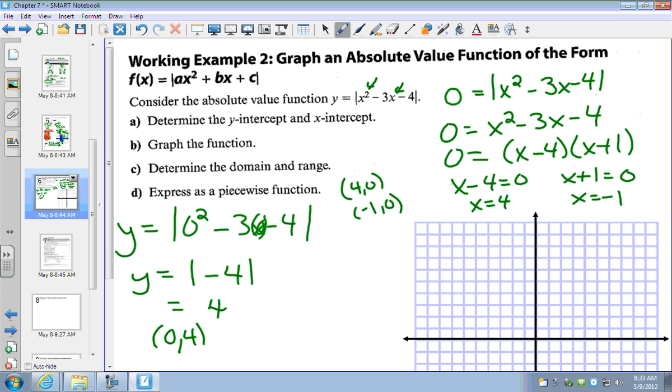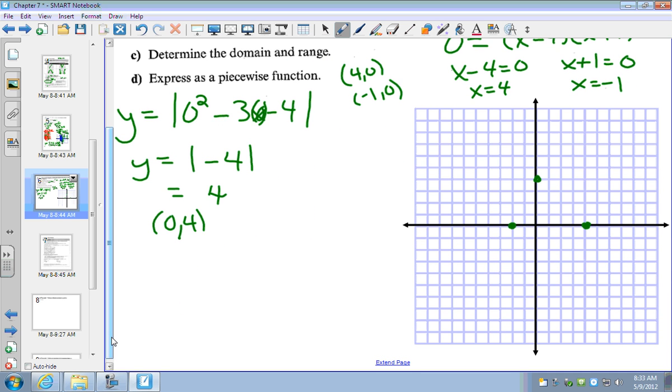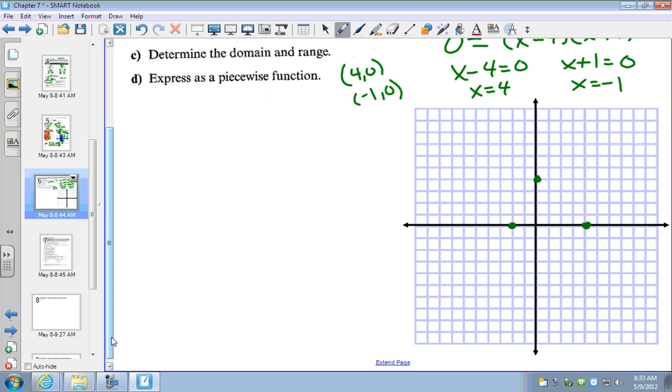Okay, so let's put these all on the graph. I have it at (4, 0), I have (negative 1, 0), and I have (0, 4). Okay, so we did this. Now we need to graph the function. And the easiest way to graph this function would be to put it into vertex form. And if you remember, that is y equals a(x minus h) squared plus k. Okay, or did we use p's and q's? We might have used p's and q's there. Okay, they might be changing this on us.